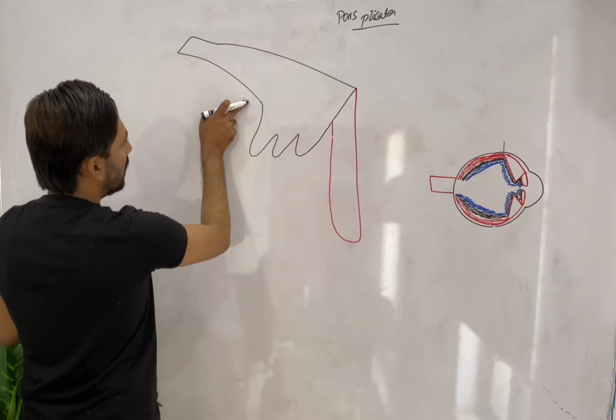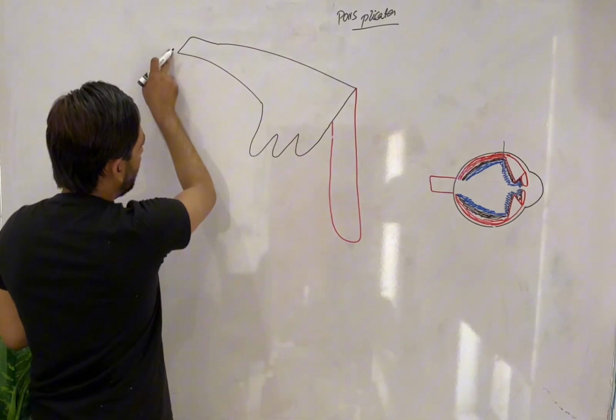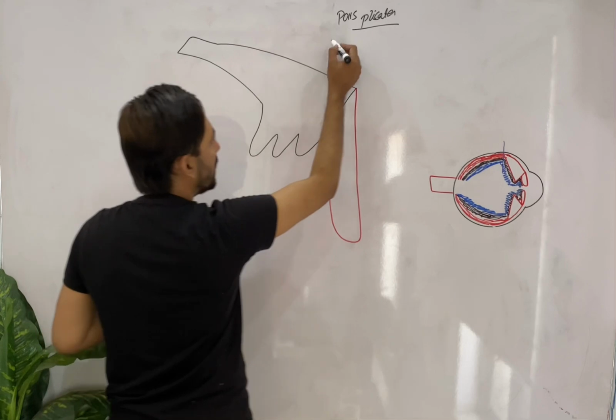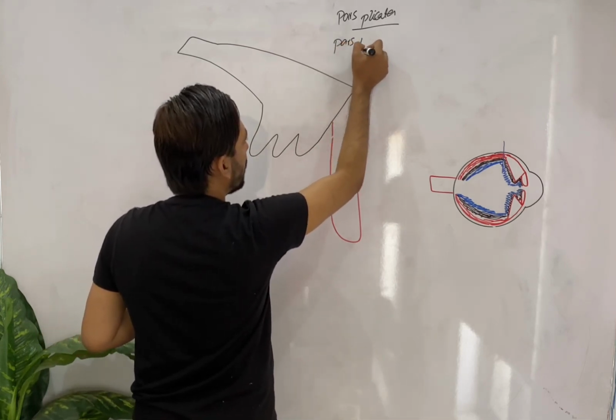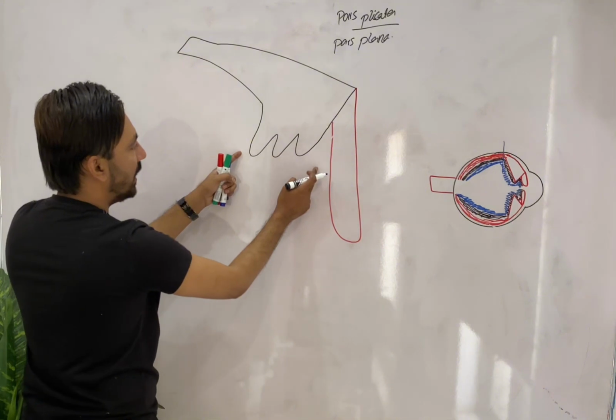And you can see this is a plain area over here. So this area is called the pars plicata and this plain area is called the pars plana. So one is pars plicata, another one is pars plana. So there are pars plicata and pars plana.